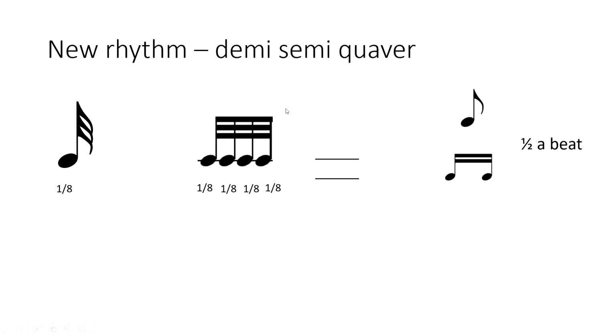So we've got to play these 4 notes in the space of either 2 semiquavers or a quaver or half a crotchet beat. Now that is very quick. It is one of the quickest rhythms in the piece of music. The demi-semiquaver is the quickest rhythm in this piece of music. So let's see it in context.